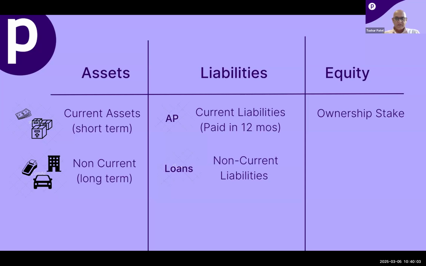The last section of the balance sheet shows you your equity. This is the money that's been put in initially, plus any amounts that have been retained in the business on an ongoing basis.